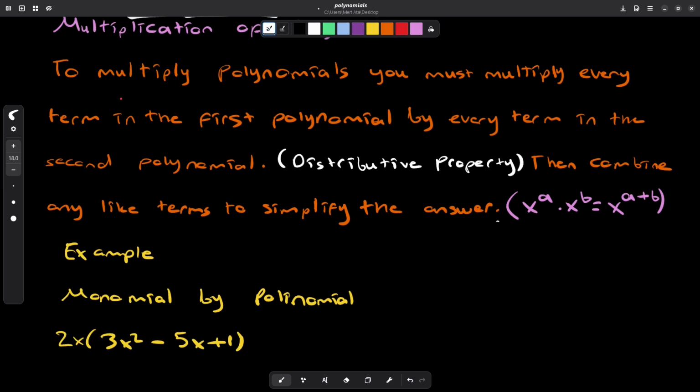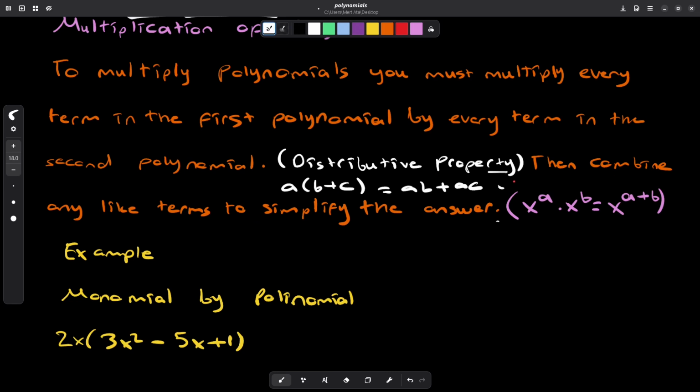Multiplication of polynomials. To multiply polynomials, you must multiply every term in the first polynomial by every term in the second polynomial. So we will use the distributive property. What was it? A multiplied with b plus c is equal to ab plus ac. Then combine any like terms to simplify the answer.